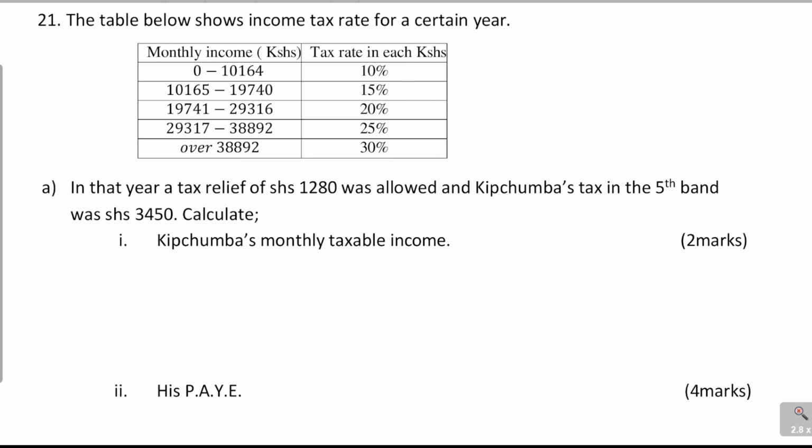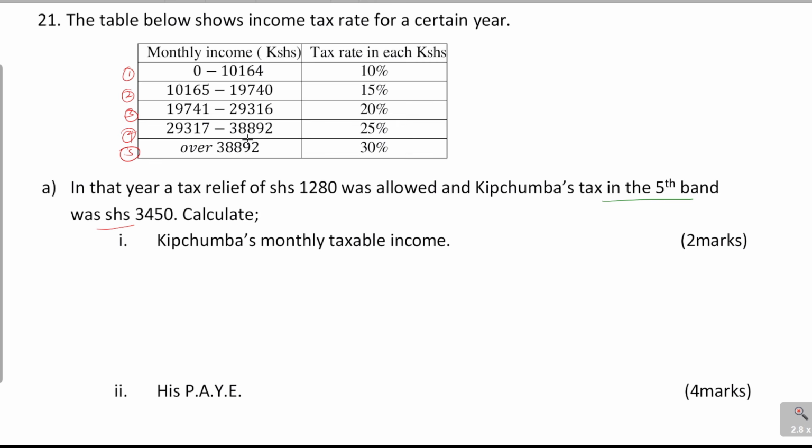We are supposed to calculate monthly taxable income. So when you look at what you're given, what is going to help you to get the monthly taxable income? Of course, we are given the tax in the fifth band. That is what is going to help us. So we have the first band, the second band, the third band, the fourth band, and the fifth band is there. This is the fifth band. So since we have the tax in the fifth band, we need to get the income that was taxed in the fifth band in order to get 3450.